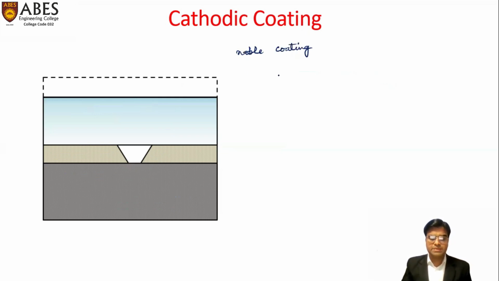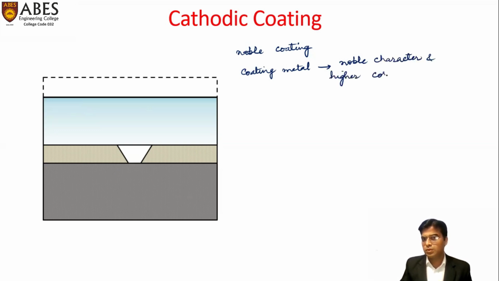In these coatings, the base metal is coated with the metal having noble character and higher corrosion resistance. So the coating metal has noble character and higher corrosion resistance. Because the coating metal has higher corrosion resistance and noble character, here it will work as cathode and the base structure is working as anode.